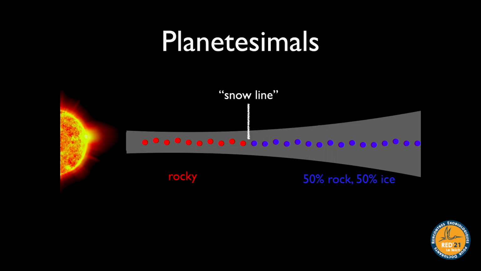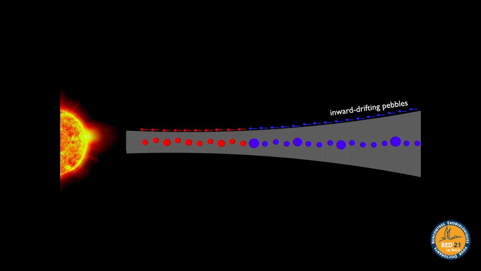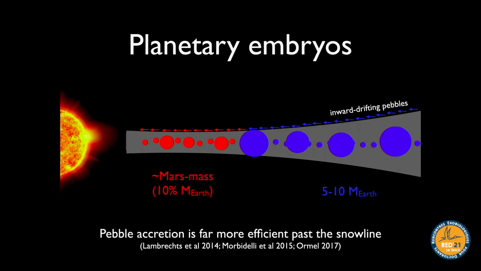Those that are close to the star are probably pretty rocky, and past the snow line, where the temperature is cold enough that ice can be used as a building block, they can contain some ice as well. And remember, there's still pebbles that are drifting along here, and pebble accretion and planetesimal accretion are a lot faster out past the snow line, out where ice can be a building block. And why is that?